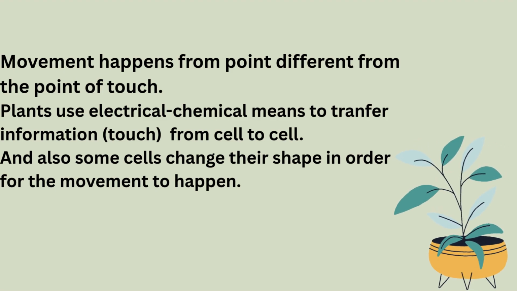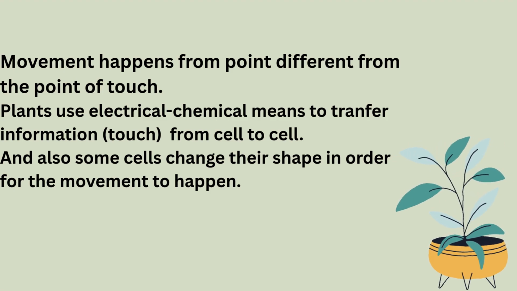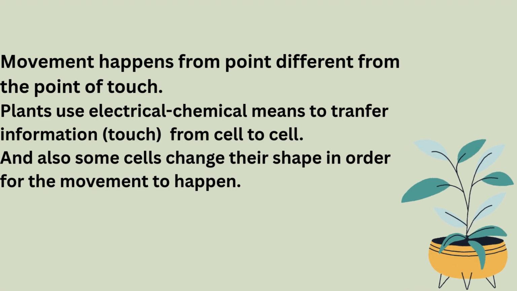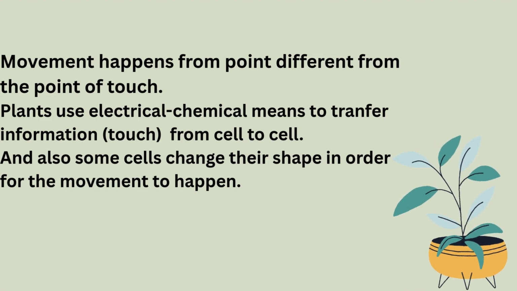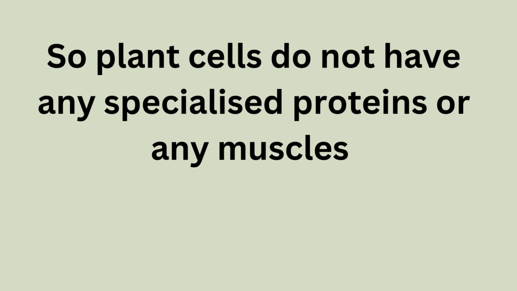Movement also happens at a point different from the point of touch. Plants use electrical chemical means to transfer information from cell to cell, and also some cells change their shape in order for the movement to happen. So the plant cells do not have any specialized proteins or any muscles.